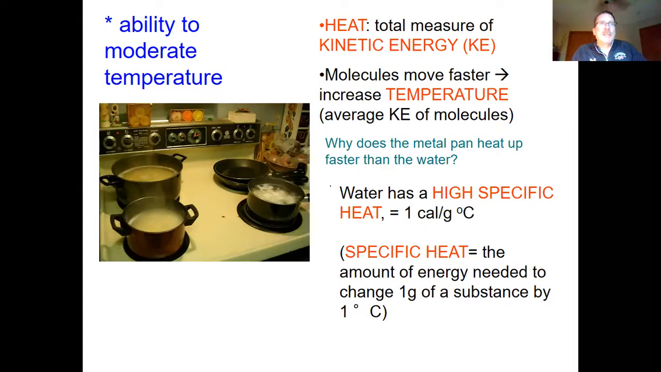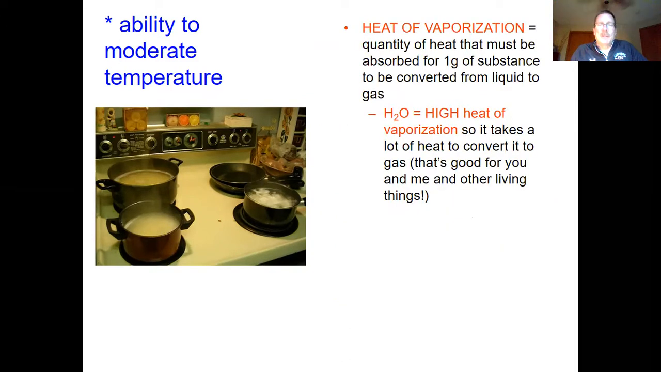Which also stabilizes the temperature on our planet. Besides stabilizing the temperature of living organisms, like you always hang around 98.6-ish, 37 degrees Celsius, it also stabilizes the planet as a whole. Okay? Remember, heat of vaporization, the quantity of heat that must be absorbed for a gram of substance to go from liquid to gas. High heat of vaporization, so it takes a lot of heat to convert it to a gas. That's good for you, me, and other living things. Otherwise, the transpiration of water into the atmosphere would go rapidly. Who knows? Evaporation, crazy.